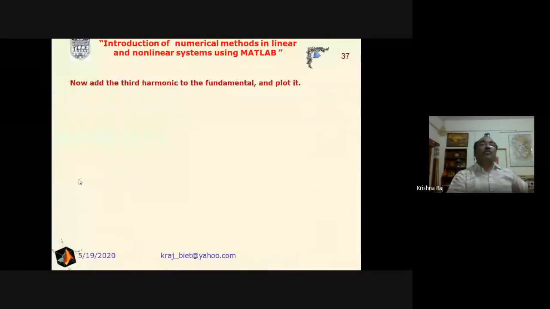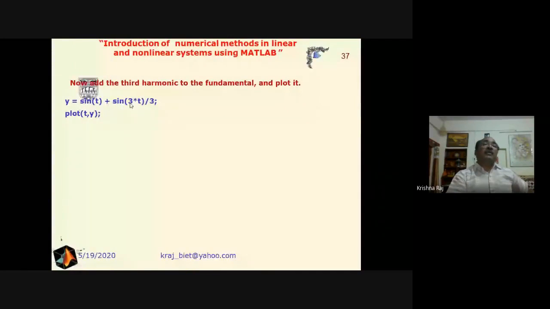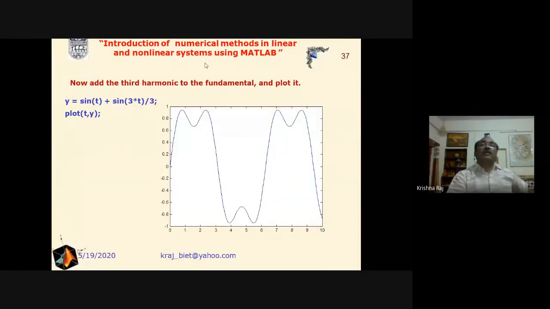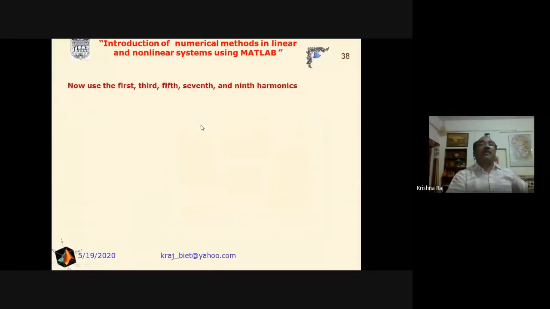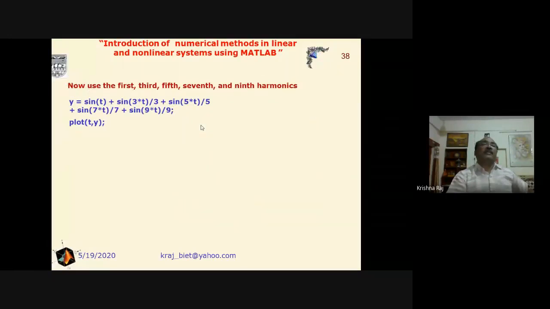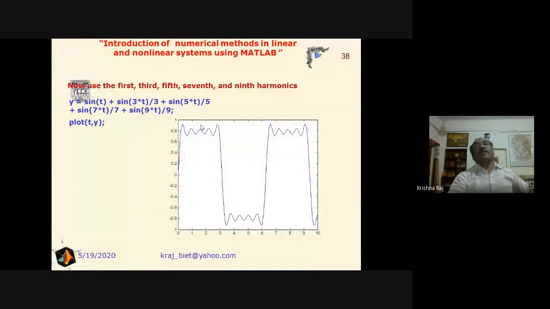Now suppose we again include the third harmonic; odd harmonics are included here. This one is the 3t, the third harmonic, and then again plot t comma y. This is the approximation. Now again we include the first, third, fifth, seventh and ninth harmonics, and describe the function having the same range of t. We will get this type of function here.